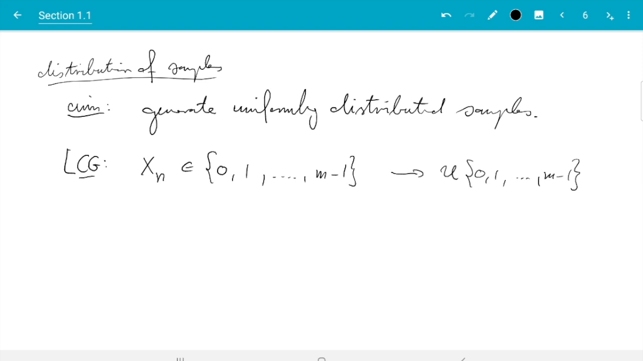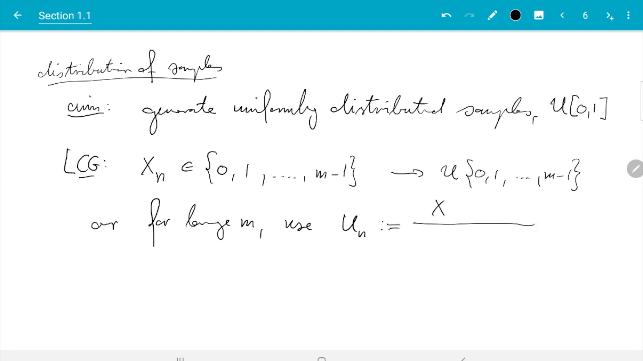But what we really want will be the continuous uniform distribution on the interval 0, 1, and the way we will approximate this is for large m, we use something I want to here just call un, which I want to define by just rescaling xn. And what specifically I want to do is I want to add 1. So I take xn plus 1, which then is in the range from 1 up to m. And I want to divide this by m plus 1. And then I get a number which is in the open interval from 0 to 1. If m is large, these values lie on a pretty dense grid in this interval. So the question is, can we get something which looks a bit like a uniform distribution on this interval?